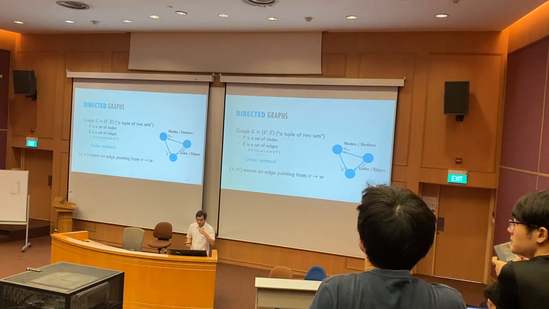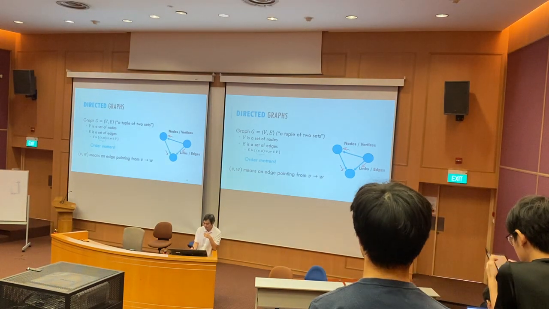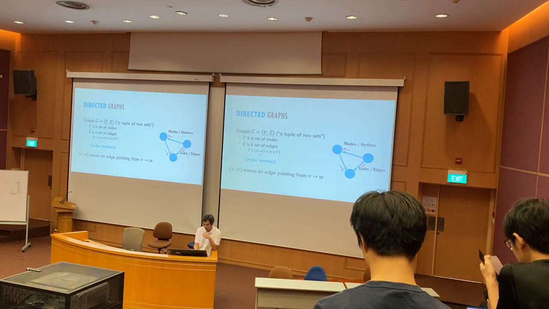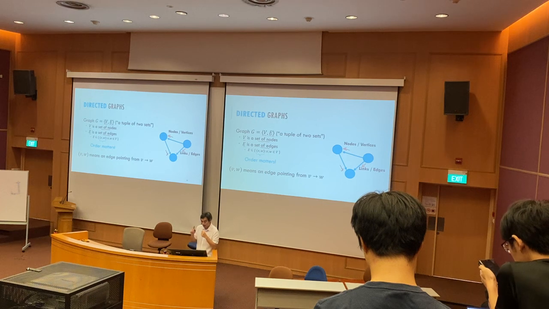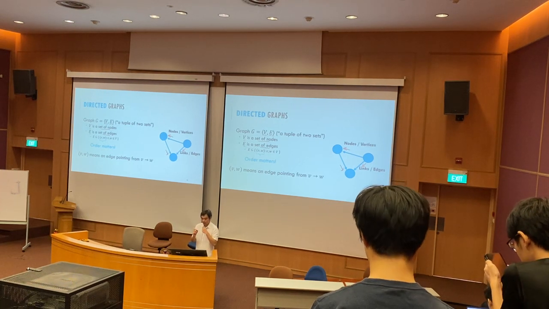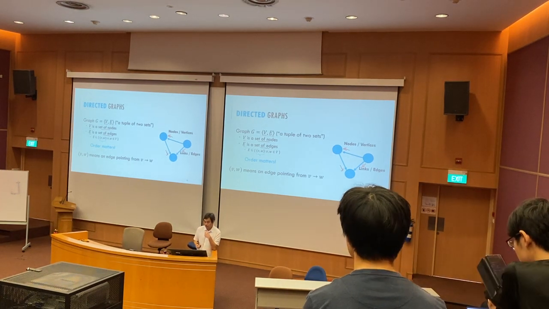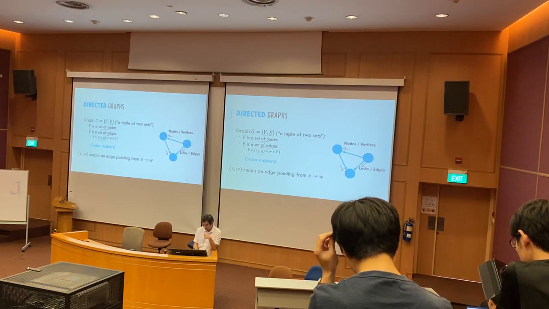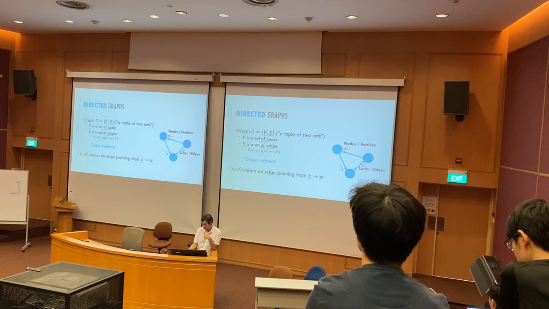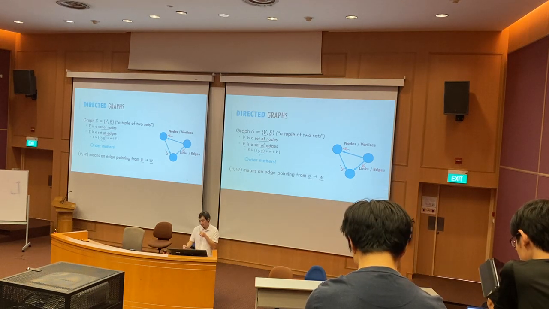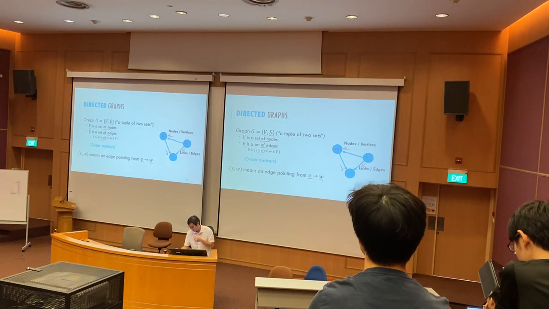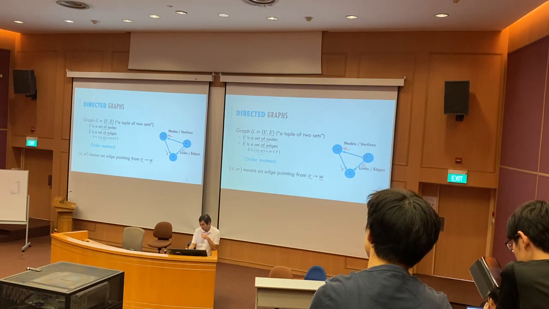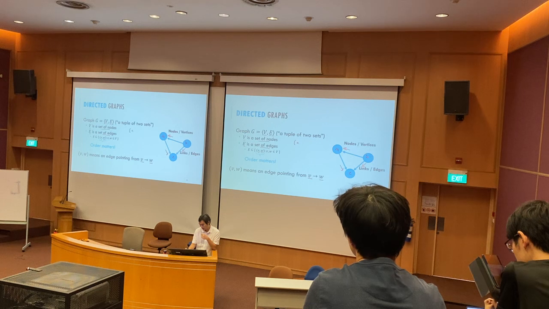Now, the structure is similar. We also have two sets, V and E, where V is a set of nodes and E is a set of edges. But for the edges, the order matters. If I write VW, it means there's an edge pointing from V to W. So let's say I have a graph here, A, B, C. I can't write, let's say, AB.